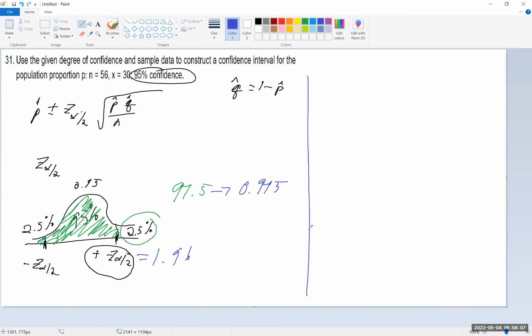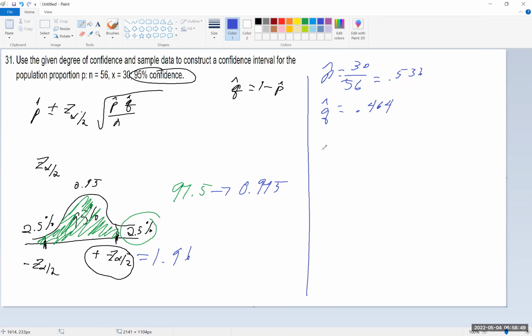So using the formula over here, p hat is 30 over 56. Let me compute that very quickly here. 30 over 56. That's 0.536. That means q hat is 0.464.